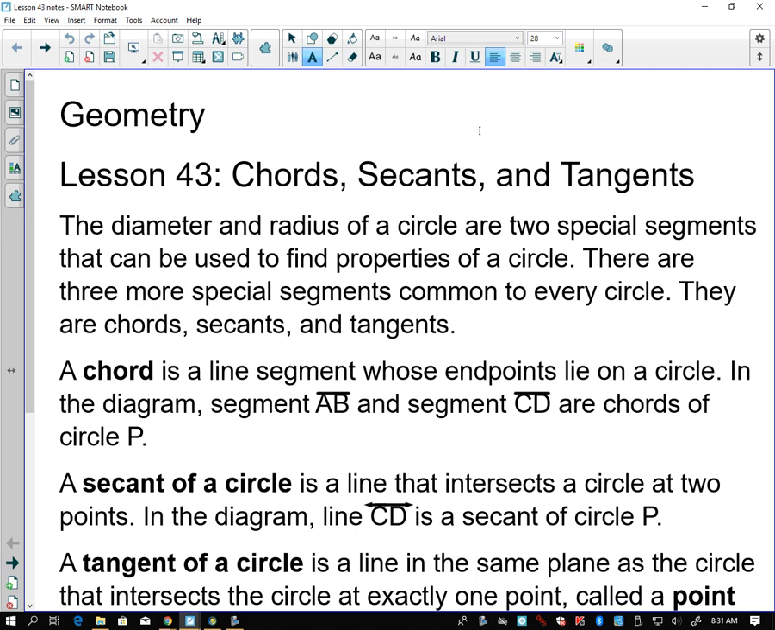All right, geometry, lesson 43, we're going to talk about chords, secants, and tangents. These are all lines as they intersect or are associated with circles. So the diameter and a radius of a circle are two special segments.